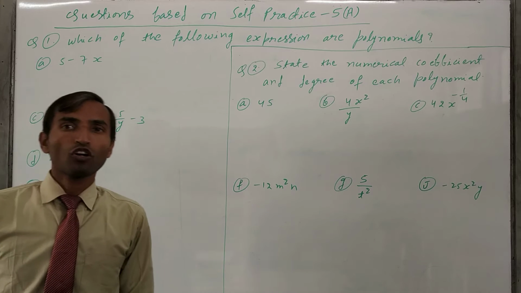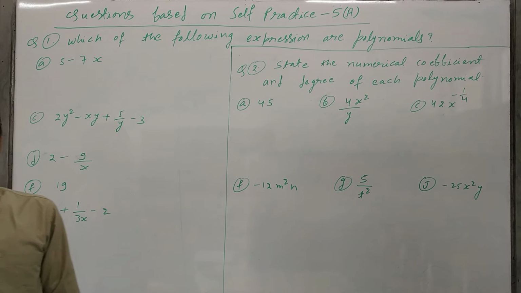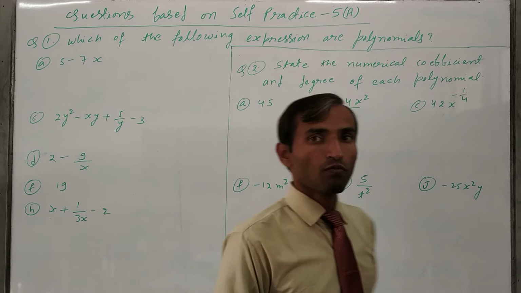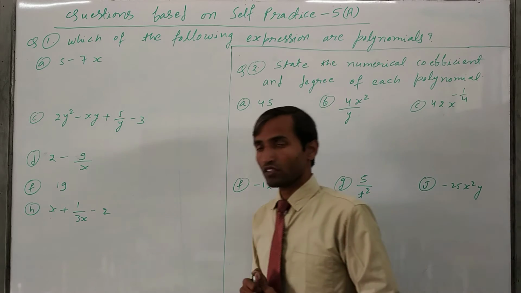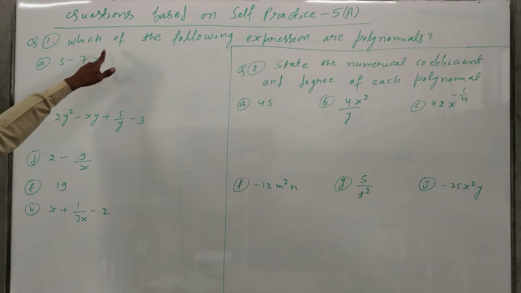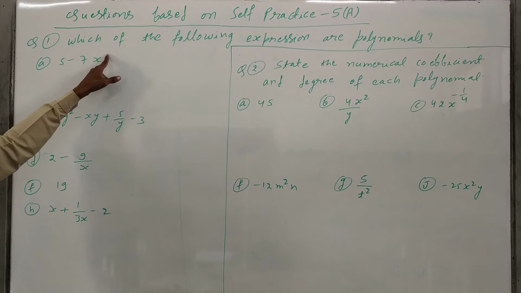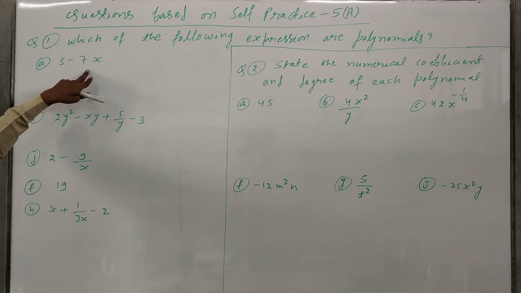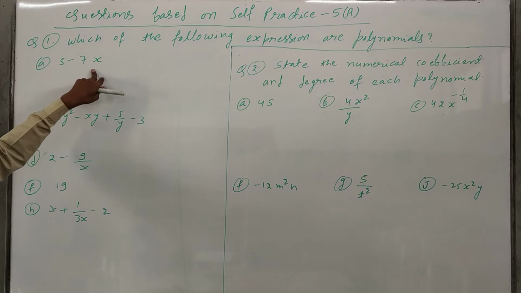So the definition of a polynomial is an algebraic expression which has positive integer powers. Positive integer power is very important, just be careful about this. Positive integer power on the variable means the variable has a positive integer power, maybe 0 sometimes also will come, so those are called polynomials. So just check this in the first question, 5 minus 7x is there.